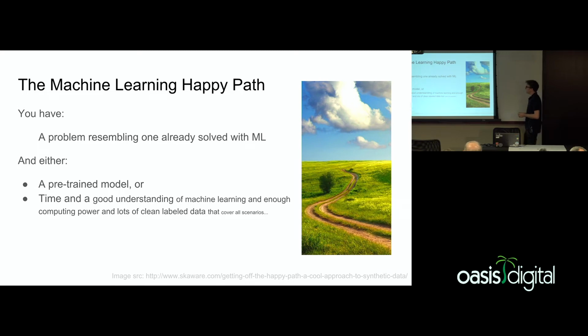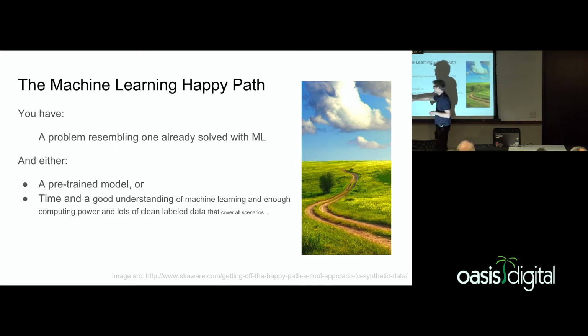So the happy path, and this might be somewhat obvious, but it's worth saying, is that if you have a problem that resembles one that's already been solved with machine learning, you're probably on the happy path. And if you have either a pre-trained model that you can just apply, or you can do transfer learning, so you can continue to train it with your own data so that it's refining itself on your new data, that's a very good thing.